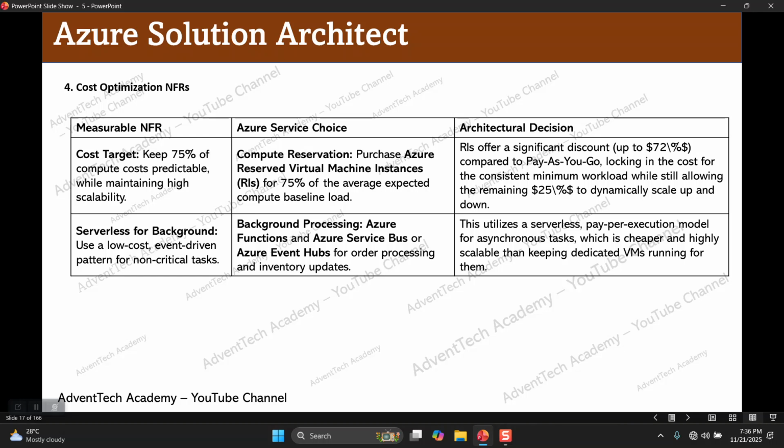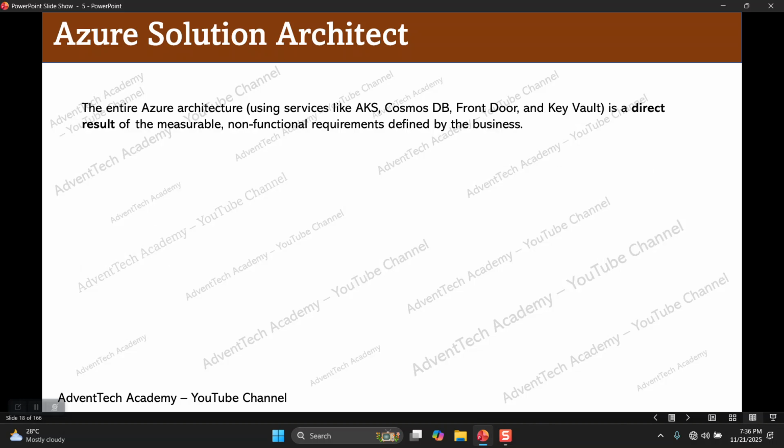For serverless background processing, we can use a low-cost event-driven pattern for non-critical tasks. We can go for Azure Functions, Azure Service Bus or Event Grid, Azure Event Hubs for order processing and inventory updates. This uses a serverless pay-per-execution model for asynchronous tasks, which is cheaper and highly scalable compared to keeping dedicated VMs running for them. So when we are designing the cloud infrastructure, the Azure architecture is a direct result of measurable non-functional requirements defined by the business.